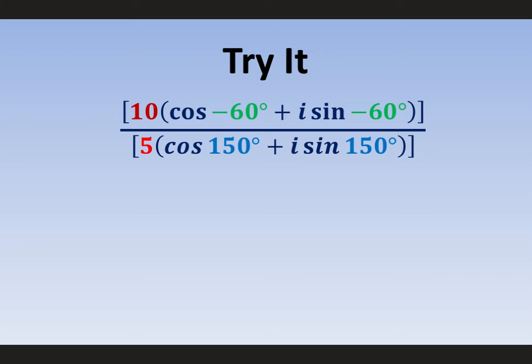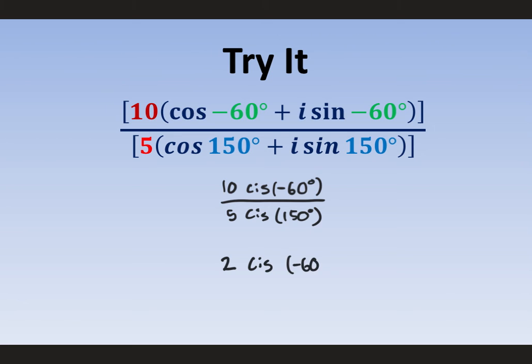Here's our example problem. I'm going to rewrite this once again in the simplified form just to make my life a little easier. I have 10 CIS negative 60 degrees, put that in parentheses, and then I have 5 CIS 150 degrees. What I'm going to do is divide the coefficients, so 10 divided by 5 is 2. Then I'm going to subtract the degrees, so I'll do CIS negative 60 degrees minus 150 degrees. If I do that math real quick, I get negative 210 degrees.